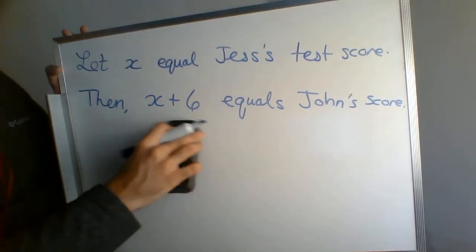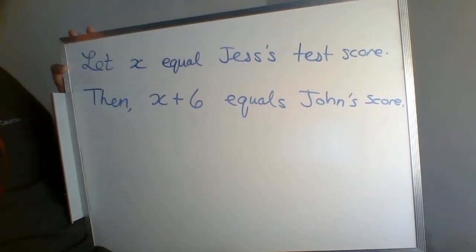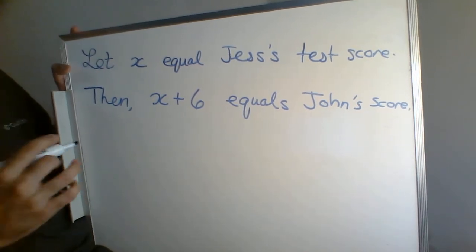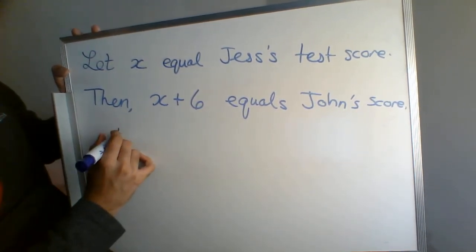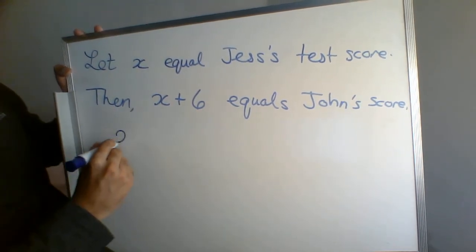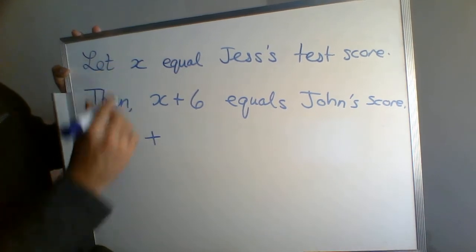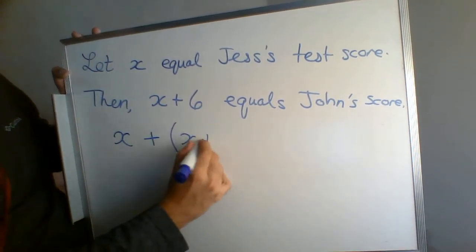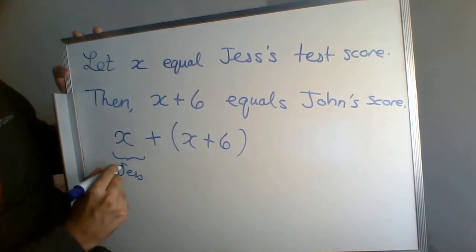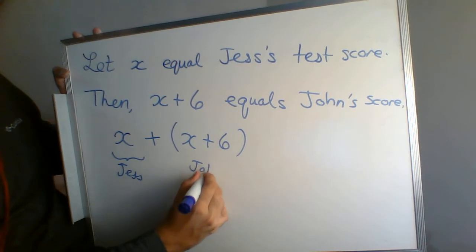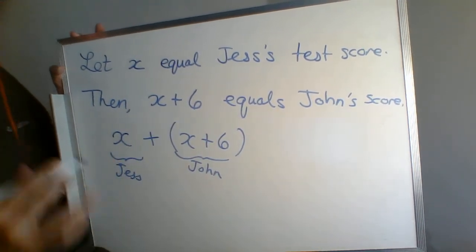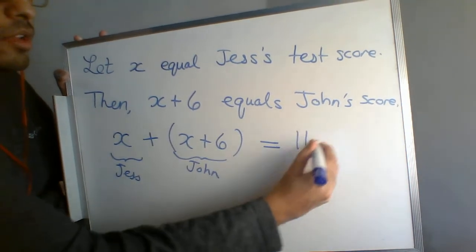Alright, so now we can use these two things and that final bit of information that the sum of their marks is 110 to figure out what x has to be. So we know the sum of their marks, so that means it's going to be Jessica's score plus John's score. That's what the sum is going to be. So that'll be x for Jessica plus x plus 6, right? So over here we've got Jessica, and over here we've got John, right? So they're their two test scores, and we know that the sum of those is going to equal 110.